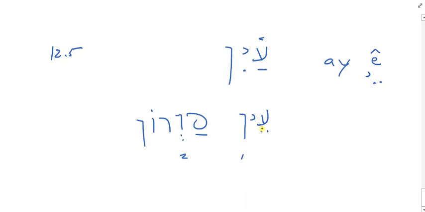Okay? Now, let's imagine that Sauron has 2 eyes. I know that's hard to believe, but imagine. Sauron has 2 eyes. Okay? What is the dual form of ayin? Well, what's the dual ending? It's not im, it's ayim. Remember ayim? Yad, 1 hand. Yadayim, 2 hands. Okay? Sus, 1 horse. Susayim, 2 horses. Susim, 3 or more horses.